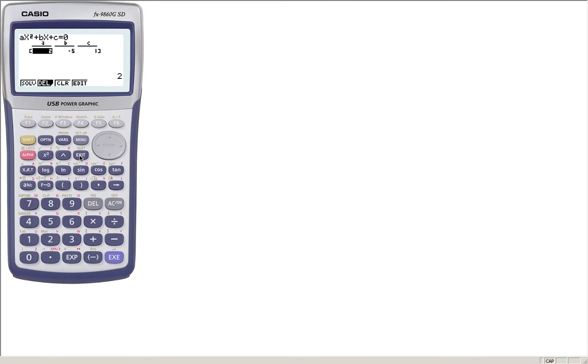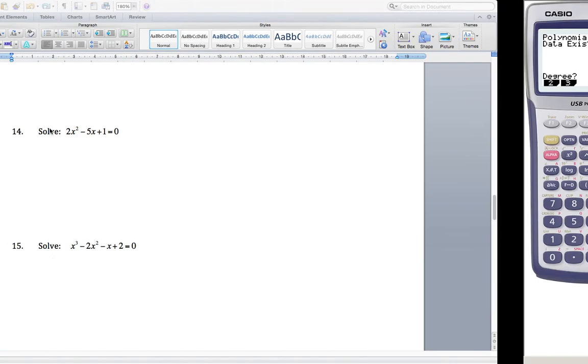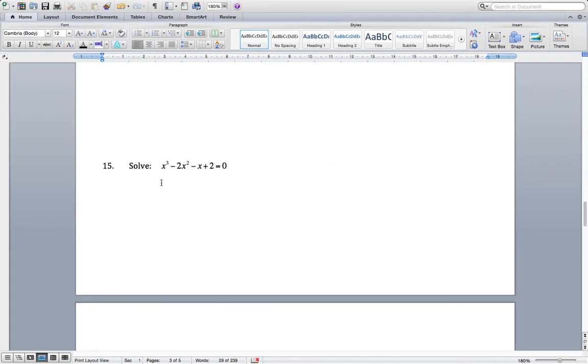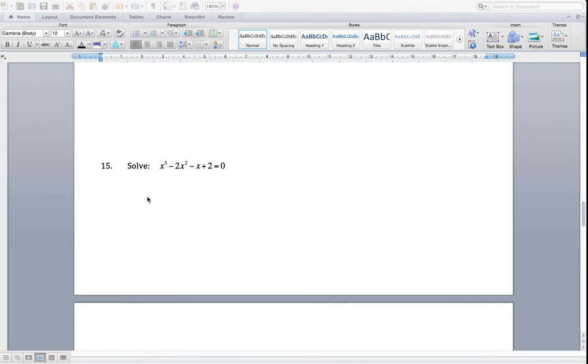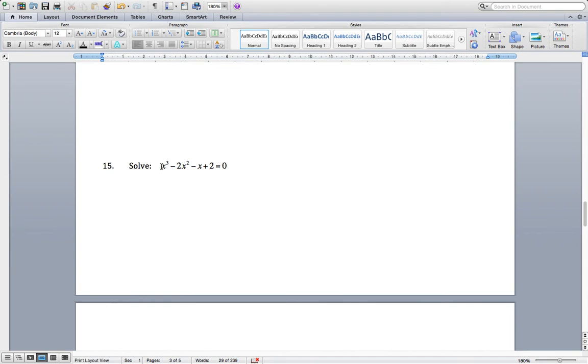Okay. So in case if the degree is 3, you can see here, solve x cube minus 2x square minus x plus 2 equal to 0, a cubic equation. Then the degree is 3. You need to enter the values of a, b, c and d. So a is 1, b is minus 2, c is minus 1 and d is 2. So 1, minus 2, minus 1, 2.